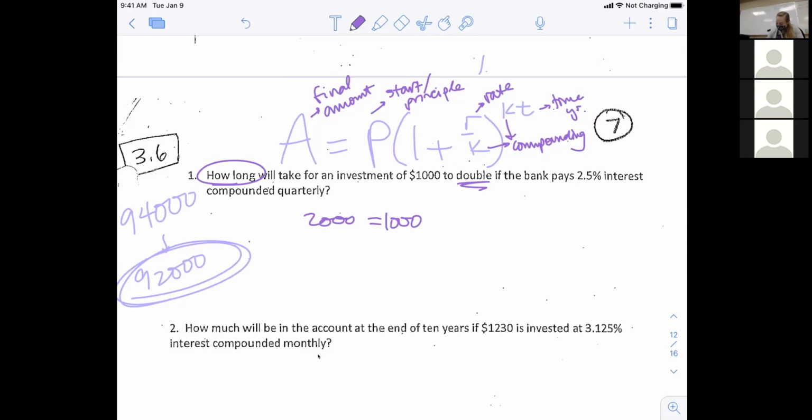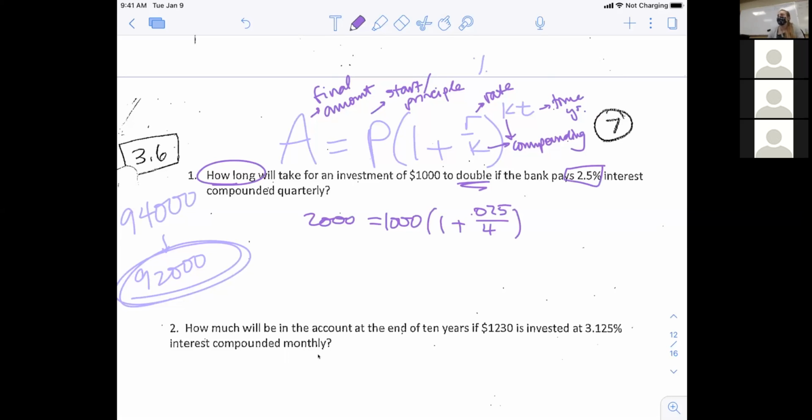I'm going to do 1 plus R, which is my rate. Make sure I know it's a decimal, but it's also a percent. So you need to move the decimal place 2 over. That's the biggest mistake I've seen in our classes so far. So 0.025, and it's compounded quarterly. So quarterly is 4 times.